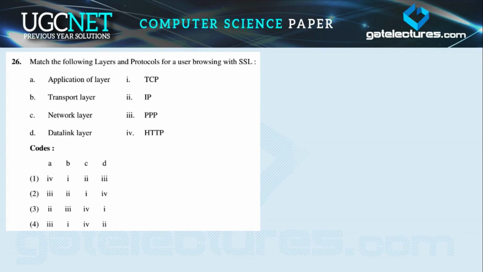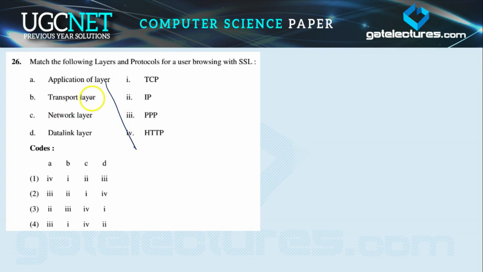Now the first one is application layer. You know that the application layer produces the data which has to be transferred over the network. So for that we need this kind of protocol, the hypertext transfer protocol, right? So the hypertext transfer protocol is the right option.